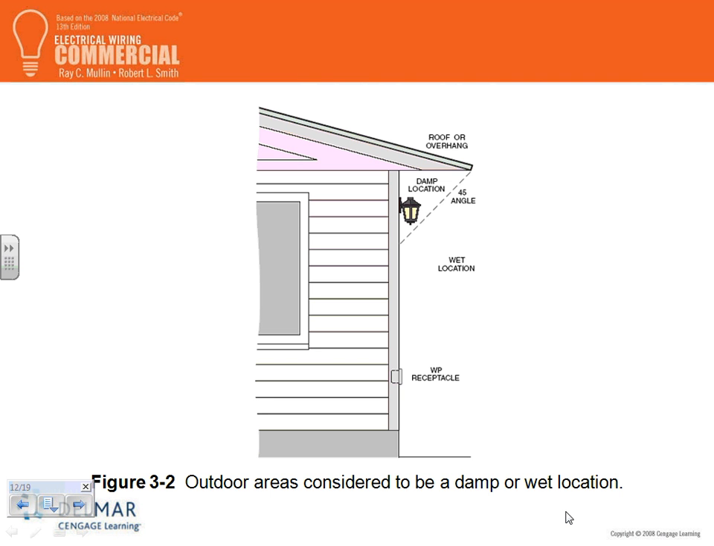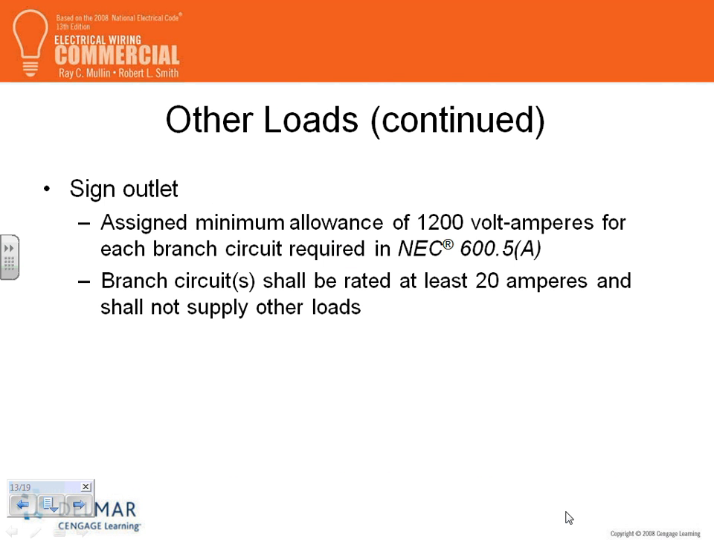Damp and wet location. If your fixture is in a damp location, it has to be rated for damp or wet location. Signs. Remember the sign, what we talked about, guys? It allows 1200 volt-amps. And DJ, you're going to say, Chad didn't teach me that one. What did we do? Because it's a continuous load, 1.25, right? We multiplied by 1.25, if you guys remember, and we moved on. So that's what they're really doing in this chapter.